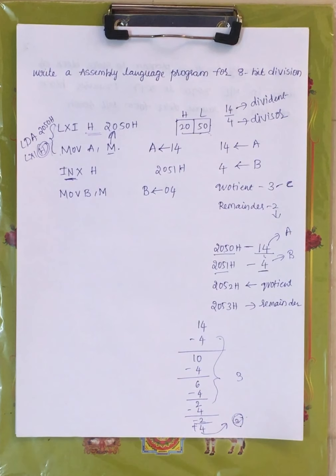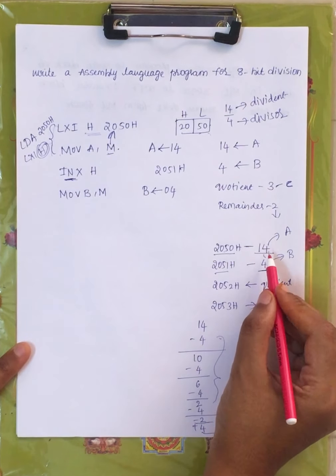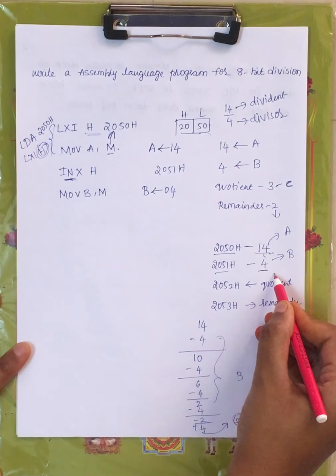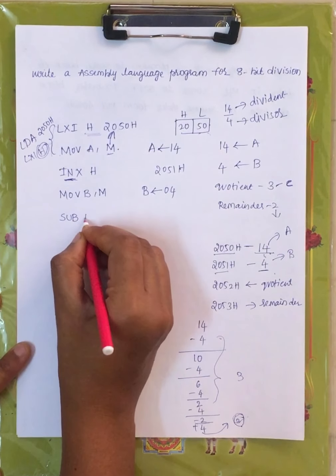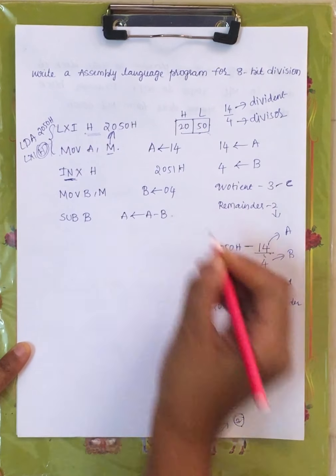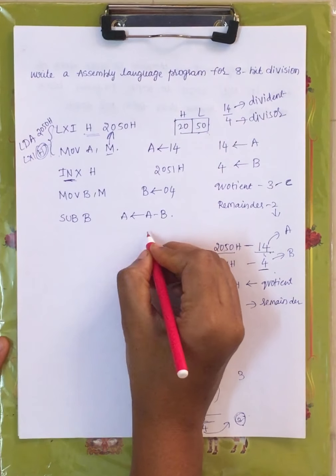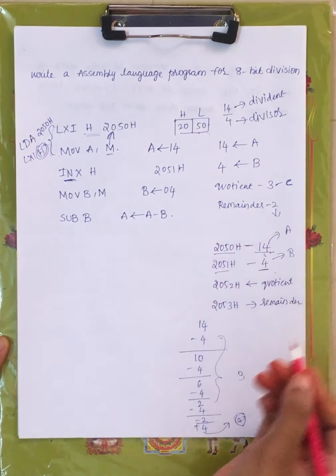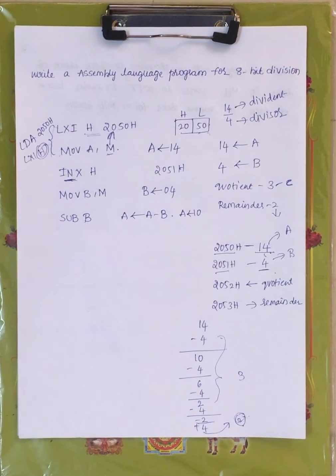Now the actual procedure will start. What do we have to do? We have moved the dividend to the A register and the divisor to the B register. What is the next instruction? Subtraction, SUB B, that is A minus B. What is A? 14. 14 minus 4 is nothing but 10. After subtraction, the result 10 is stored under A.